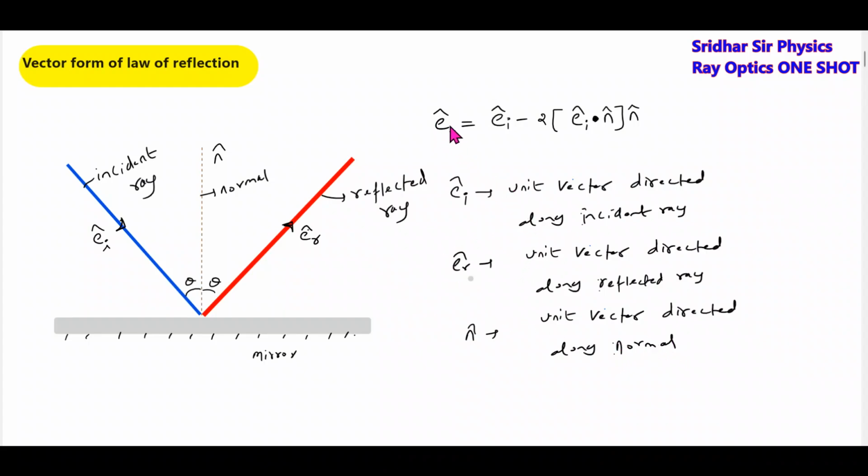Then the unit vector which is directed along the reflected ray is given by this formula: EI cap minus 2 times EI cap dot n cap into this n cap. This dot product of two vectors will be a scalar. Scalar multiplied by a vector will be a vector. So again we'll get a unit vector. So if they give the direction of the unit vector directed along the incident ray and the normal, you can calculate in what direction the reflected ray will be moving. It's purely formula based. You have to remember this formula, there's no other choice. Okay, fine. Where all the formulas are there, I'll underline and shade them like this.